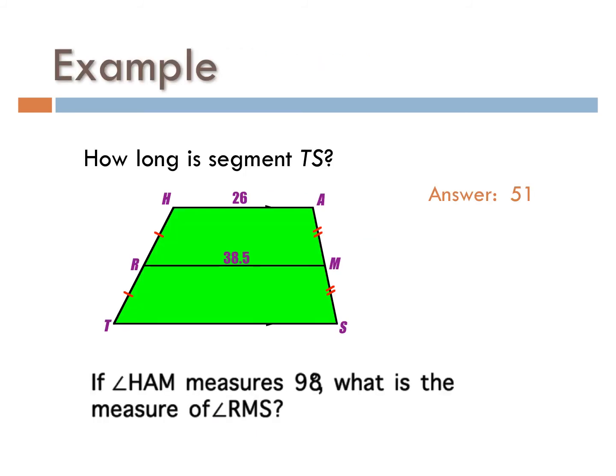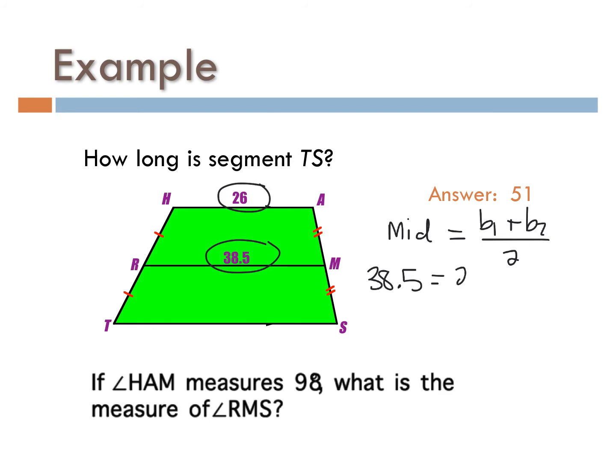All right, so now let's do our first example. How long is segment TS? Well, the midsegment is equal to base 1 plus base 2 divided by 2. I have the midsegment here. It's 38.5. Equals, I have one of my bases, 26. I'm missing my other base, TS. Oops, this should be a plus sign. And then I divide by 2.